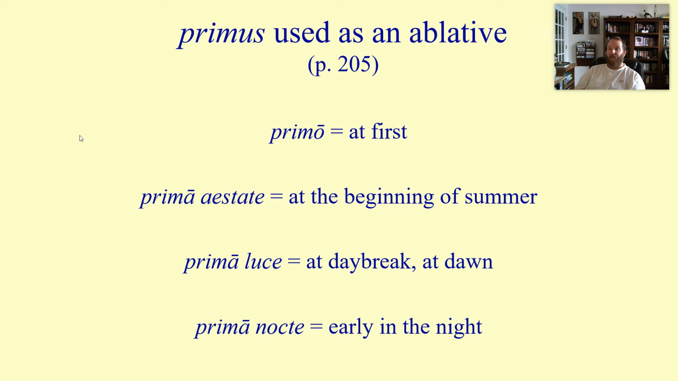So a couple idioms. These are actually on your vocabulary from yesterday, so these aren't brand new or surprises or anything like that. But to reiterate these, primo, if used as an ablative, can mean at first. That's kind of an ablative of time when. Prima aestate can mean at the beginning of summer. Prima luce is an idiom that means at daybreak or at dawn, literally at first light, but can mean at dawn. And then finally, prima nocte can mean early in the night, not just first night, but it's idiomatic. It means early in the night. So a couple idioms to work on this chapter.